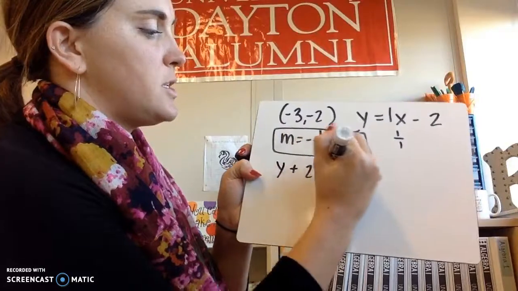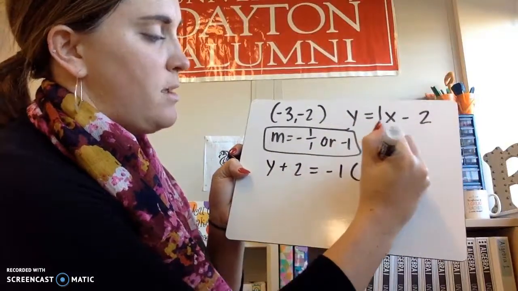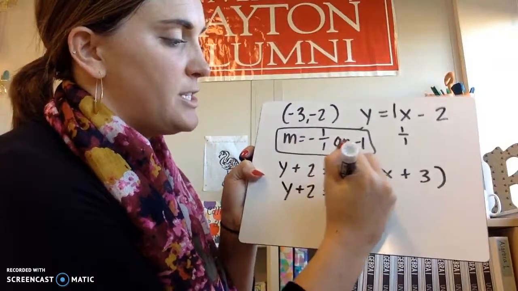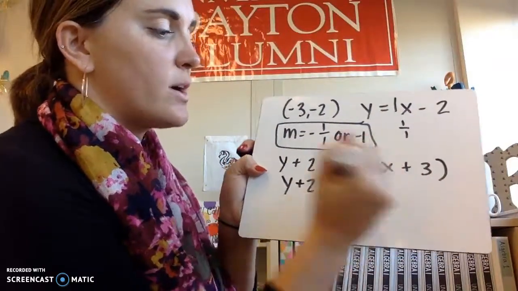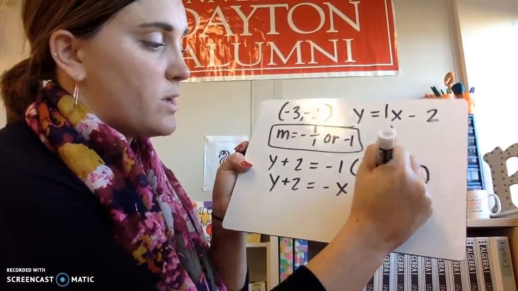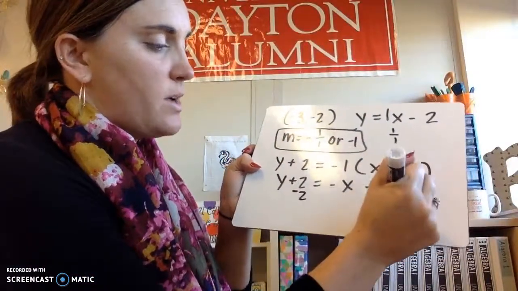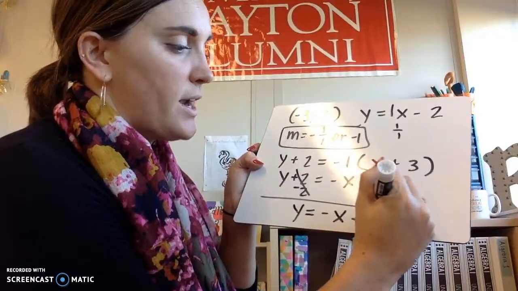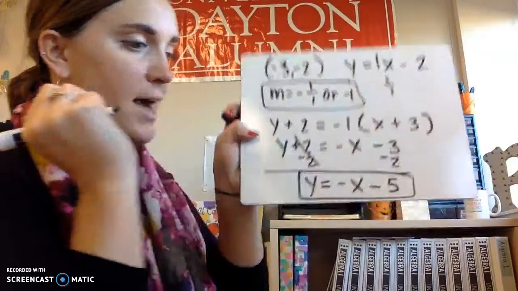So y plus 2 equals negative 1 parentheses x plus 3. Go ahead and distribute. You can write negative x or negative 1x, either way. And then that's going to be minus 3. Subtract 2 on each side, y equals negative x or negative 1x minus 5.